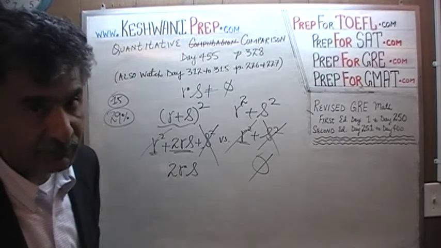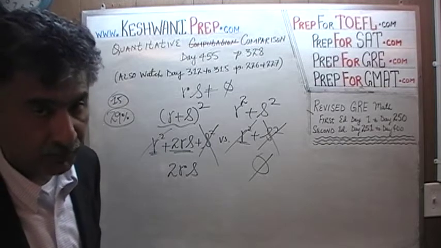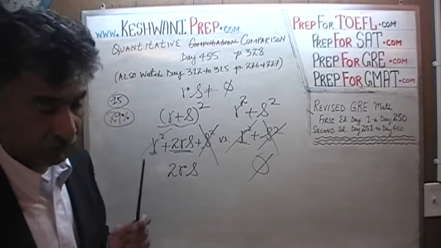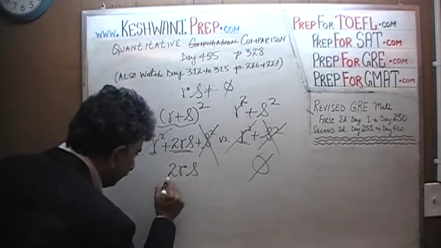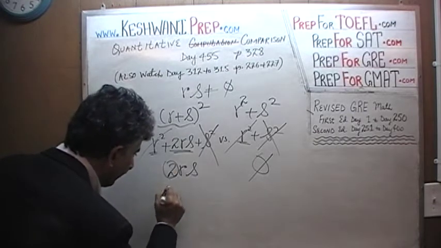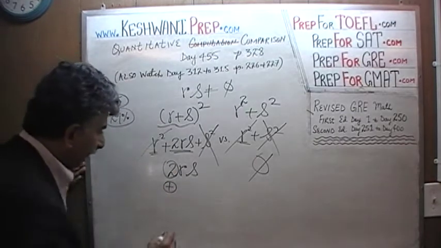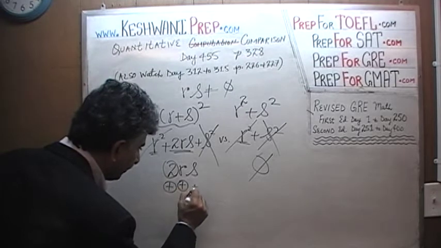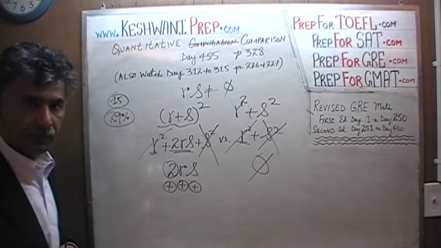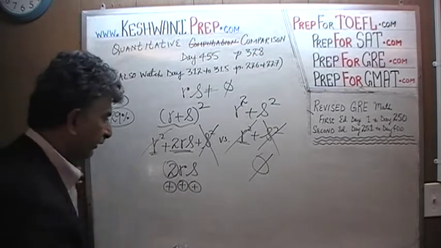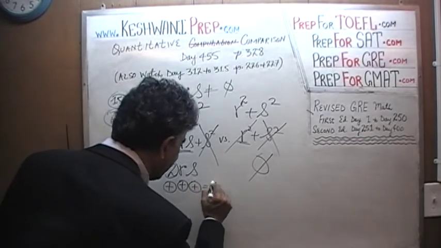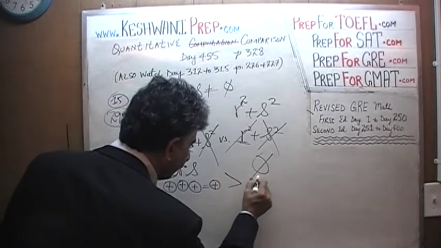Either both R and S are of the same signs, which means either they are both positive or they are both negative. So keep listening. If they both have a 2, we don't have to worry about it. 2 is a positive quantity. If R happens to be positive and S happens to be positive, this quantity is going to equal a positive quantity, which is going to be greater than 0.